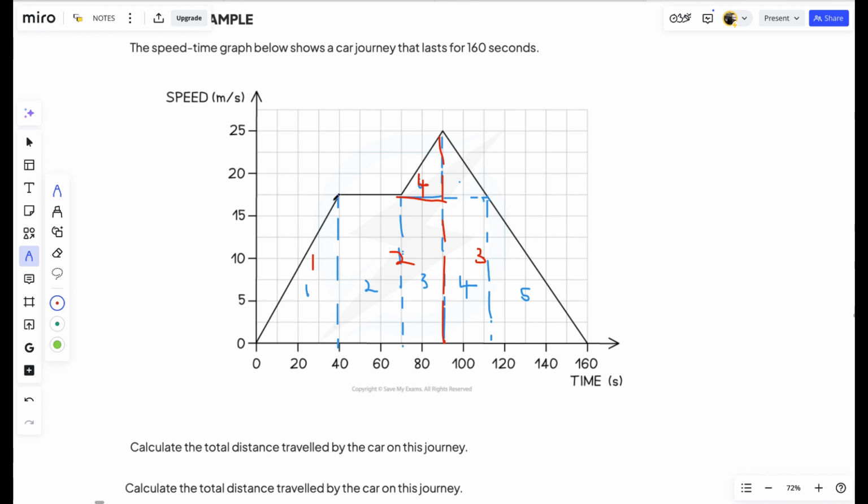20 times, what's the height? Between 50 and 20, what's the middle? 70.5, right? The middle number between 50 and 70.5. So we say 70.5 times 20, and whatever we get is the area of this one. Is that okay?